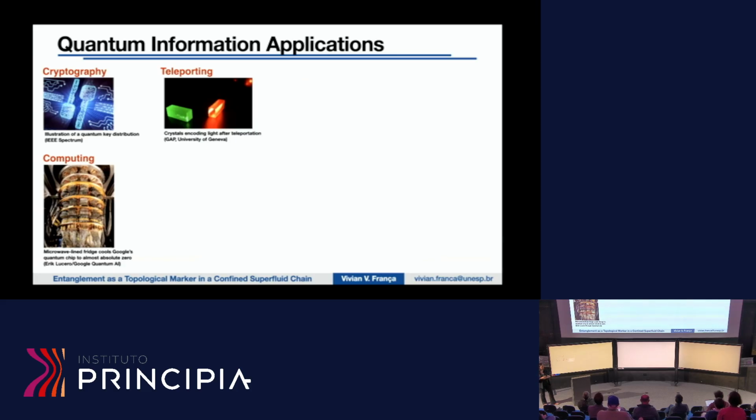So first, every time we think about entanglement or other correlated quantities, and think about concepts from quantum information theory, typically we are used to this type of famous applications. Okay?